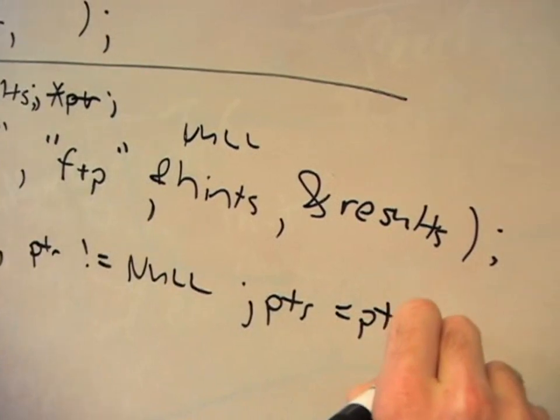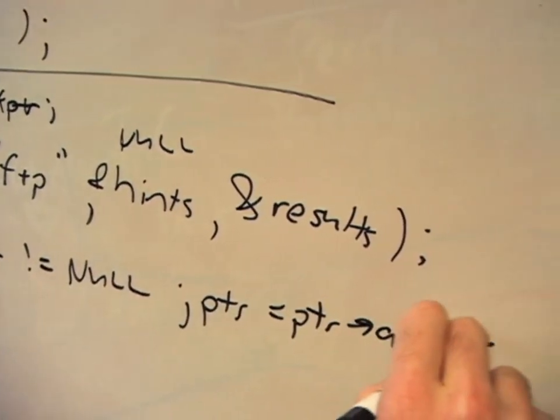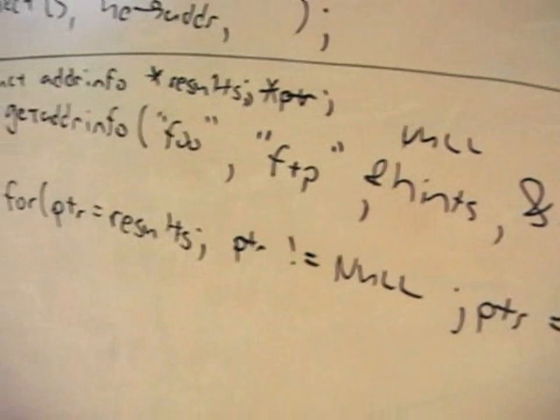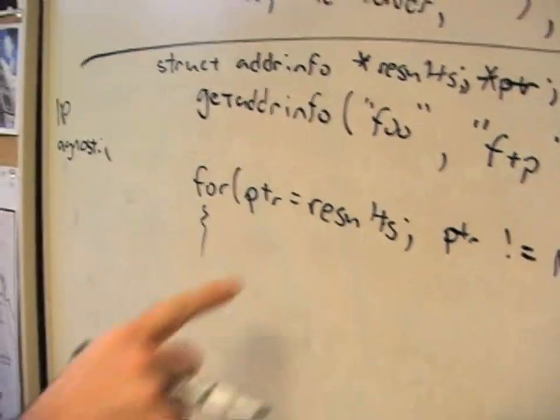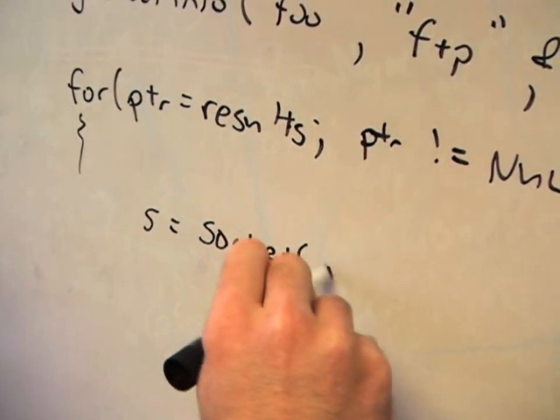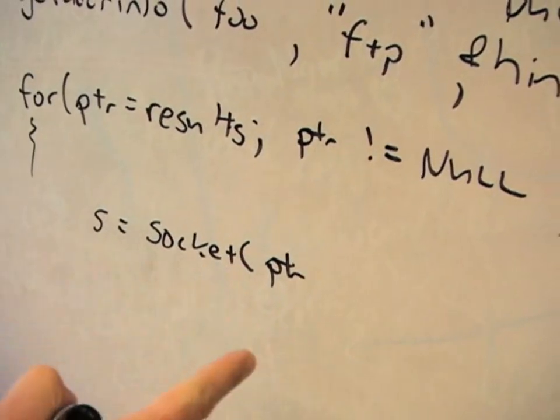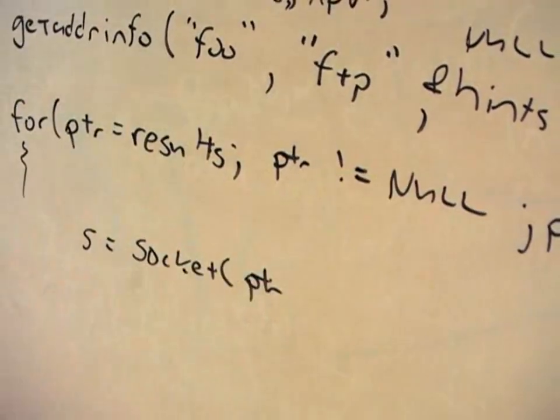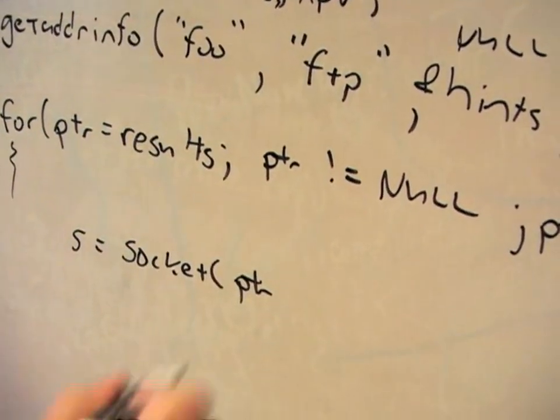We can convert it to real language. So, we're just going to step through this linked list. The ai_next pointer is the next guy. It'll be null terminated. Okay. And then what we do is we create our socket. And all the information you need is contained in the addrinfo structure.